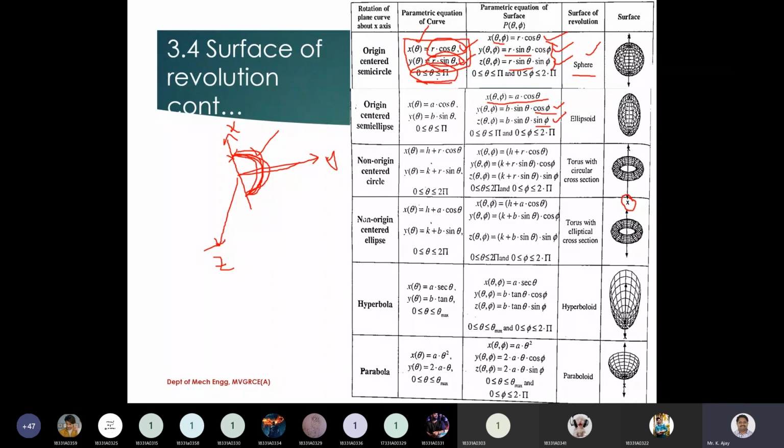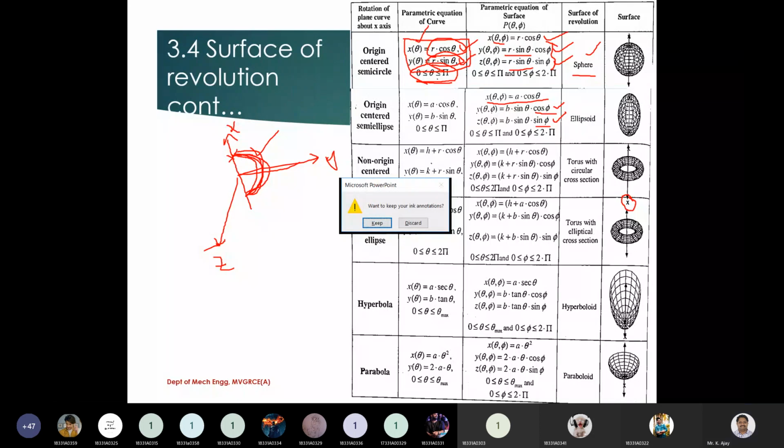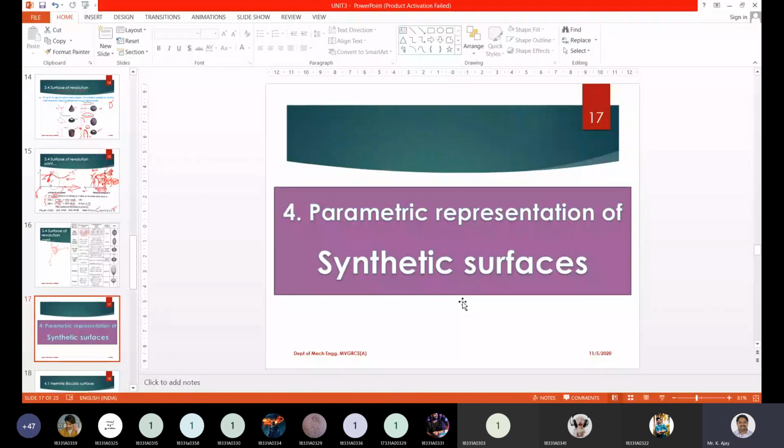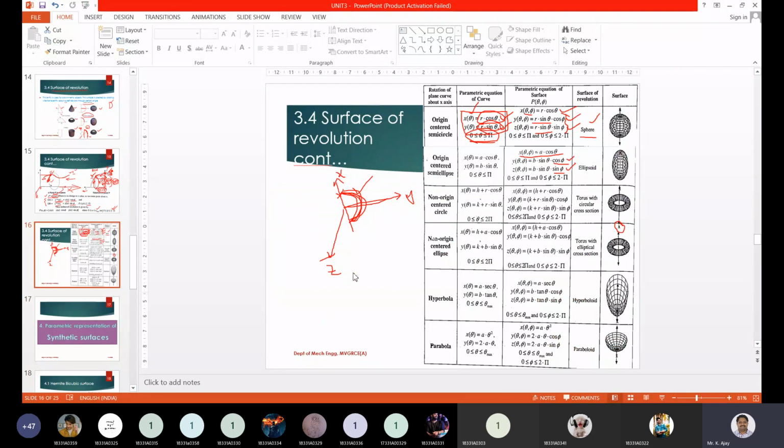The discussion about analytical surfaces is over. Next we will talk about synthetic surfaces, which will take one more class. Probably by tomorrow we can complete this third unit as well. Any doubts?